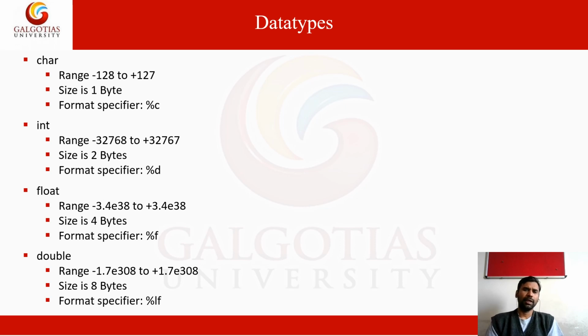Next, float. This ranges from 3.4 times 10 to the power minus 38 to plus 3.4 times 10 to the power plus 38. The total size of a floating point number is 4 bytes, and the format specifier is f. Double is the same as float. Here the size of float is 4 bytes, and the size of double is 8 bytes. The format is lf, which means long floating point value.